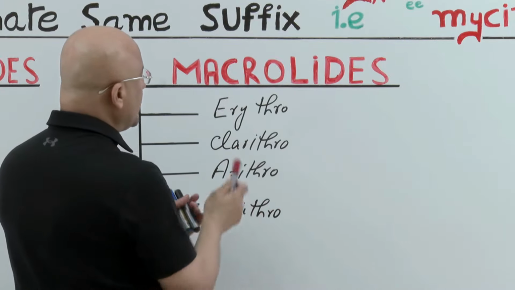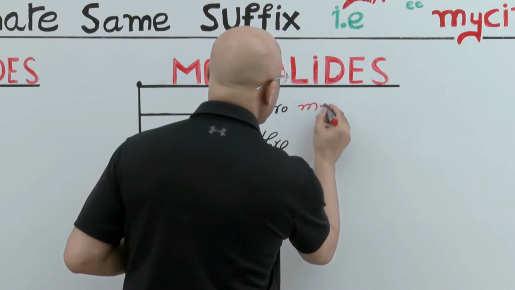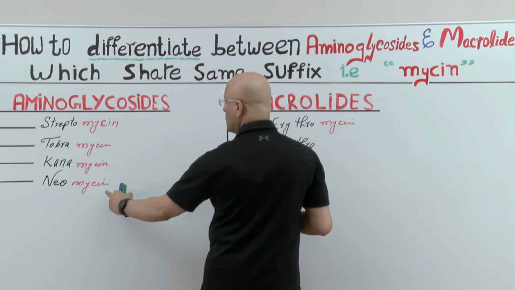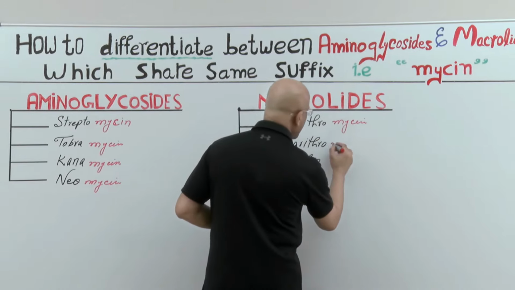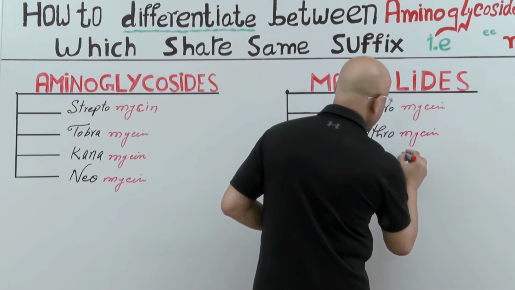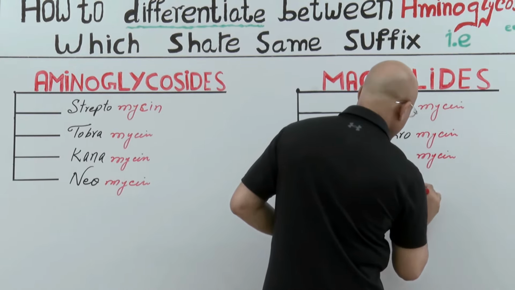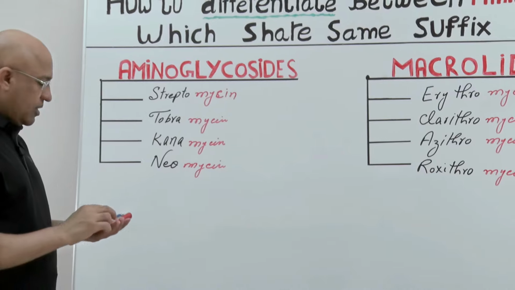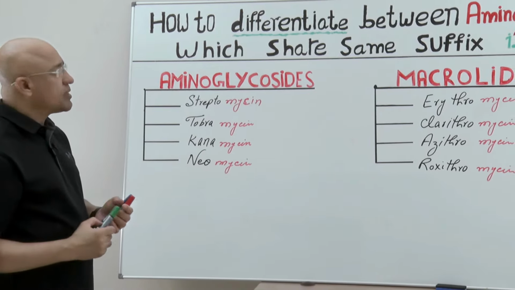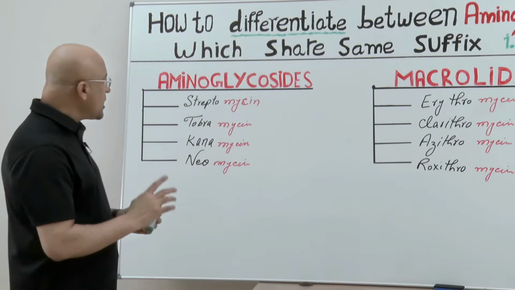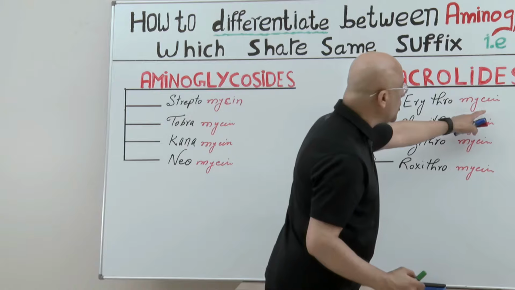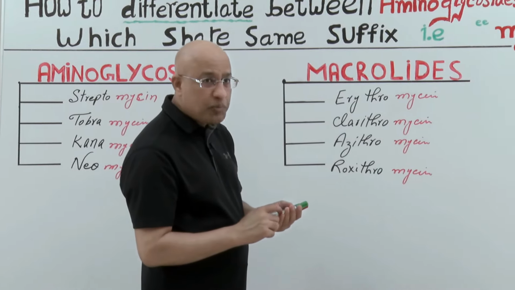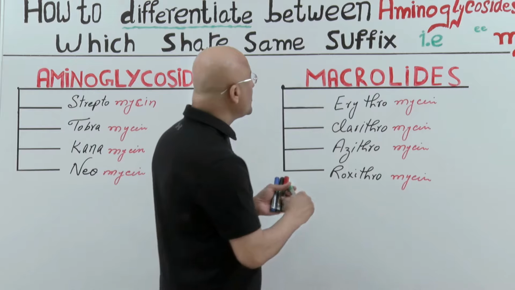Roxithromycin. Now you look at it. The suffix at the end is mycin, as there was streptomycin, tobramycin, kanamycin, neomycin. Here you see erythromycin, clarithromycin, azithromycin and roxithromycin. Now, how do you differentiate them? Especially for the medical students who are in third year or who are newly studying antibiotics, remember, even though mycin is a common suffix on both sides, there is something very special which has been added to the macrolide group, and that is thro.